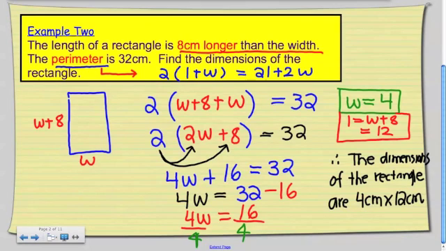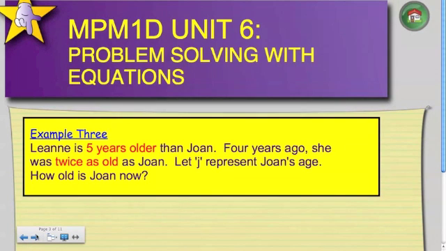So perimeter problems are very, very common in grade 9, but also in grade 10. So whenever you're dealing with rectangles, remember 2L plus 2W, or 2 times the length plus width, as your perimeter formula.